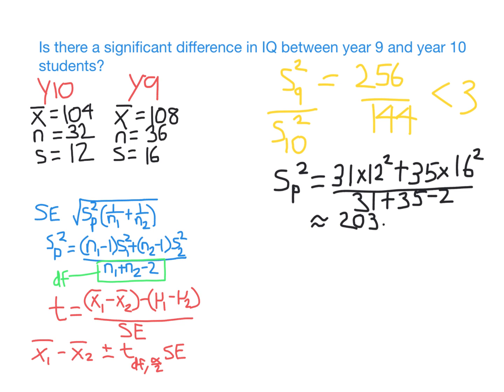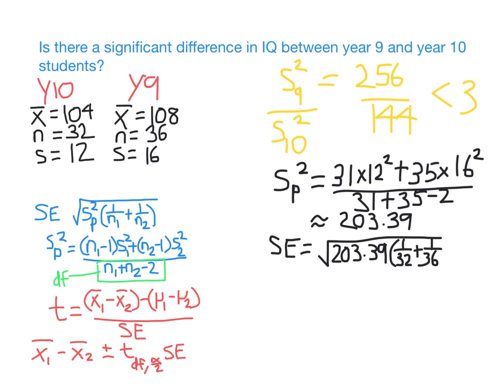So we're using now this pooled sample variance to calculate the standard error. It goes here. So the standard error is the square root of this pooled sample variance multiplied by 1 on N1, which was 32, plus 1 on N2, which was 36. So putting this in our calculator, we get about 3.46.